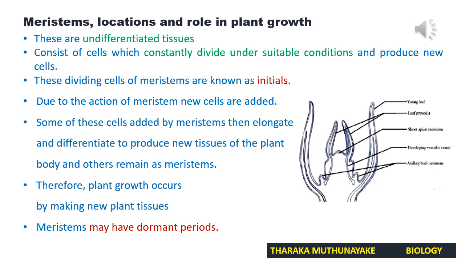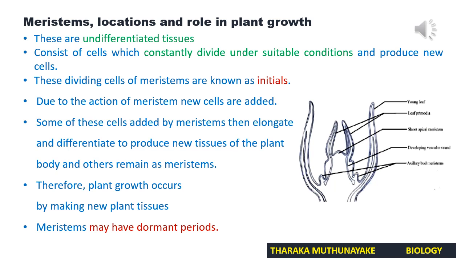Some of the cells added by meristems then elongate and differentiate to produce new tissues of the plant. But others remain as meristems. So what is the meaning of that? Here, these meristems are found actually in growth points of the plant. So what are these growth points? If you consider shoot apex, that means the tip of the shoot, root apex, that means the tip of the root, axillary buds, which are found at the base of leaves, those contain meristems. Those are some locations.